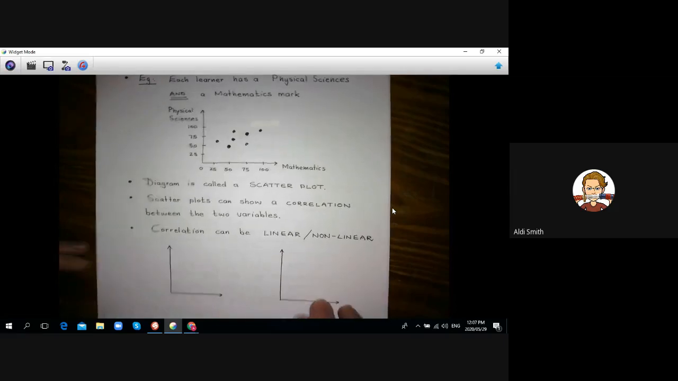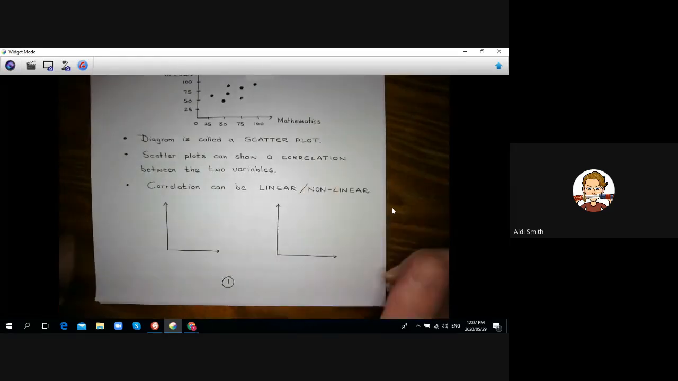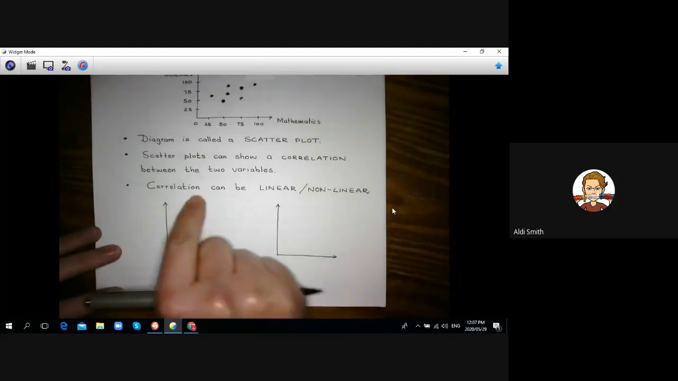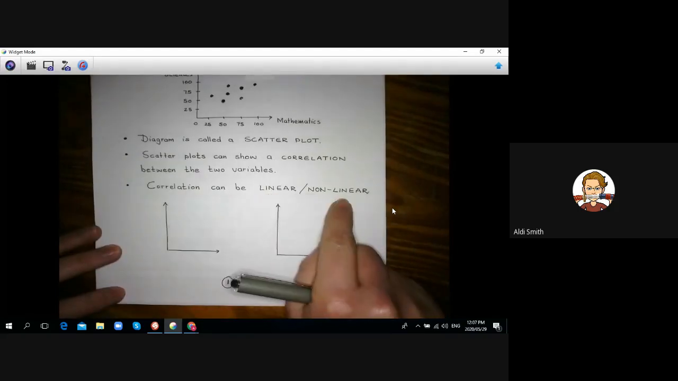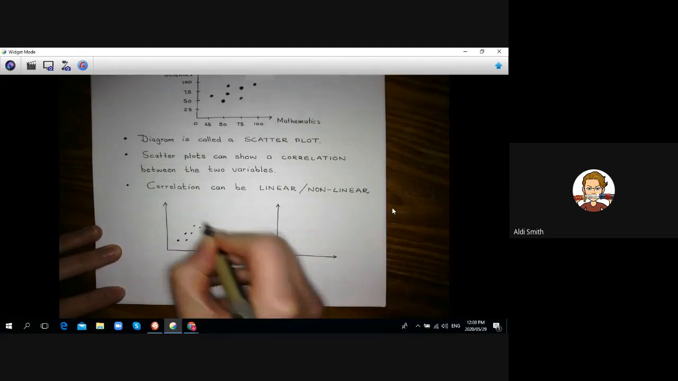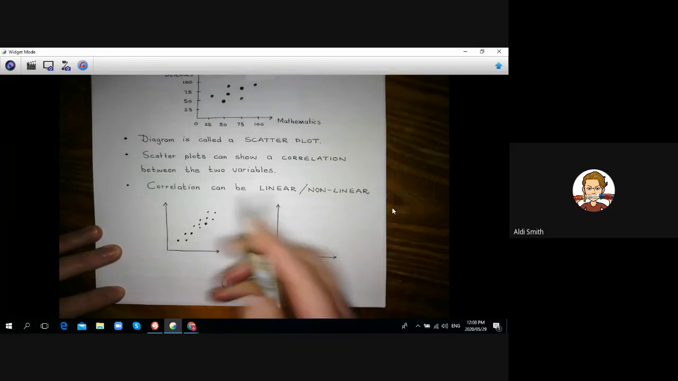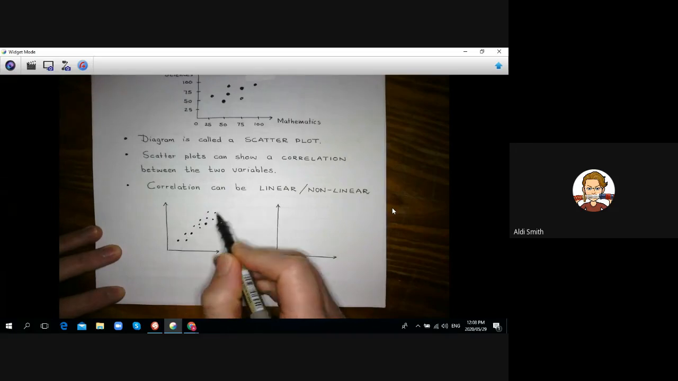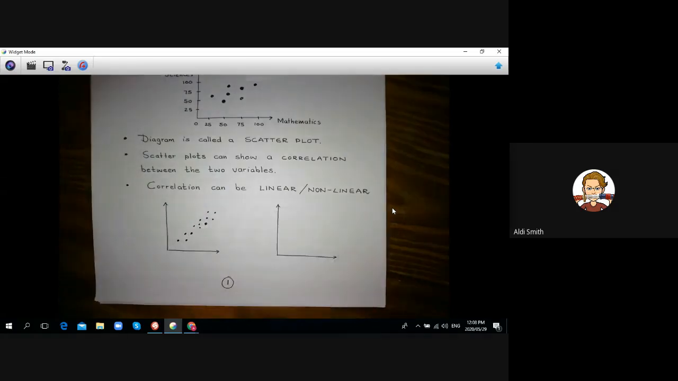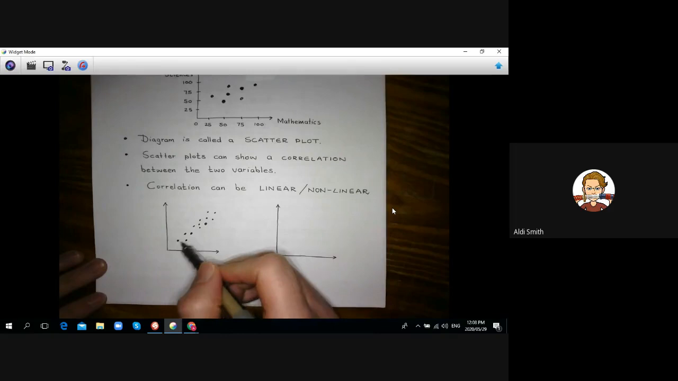Now, first thing we need to talk about is this correlation, and we are going to spend quite a bit of time talking about the correlation between the variables. The correlation can either be linear or non-linear. Now, linear correlation means that if I look at the dots in the scatter plot, they seem to look like a straight line. If I were to draw a nice big thick straight line, you can actually see how all of those dots would fit on that line. So linear means you get this idea of the dots following a straight line.